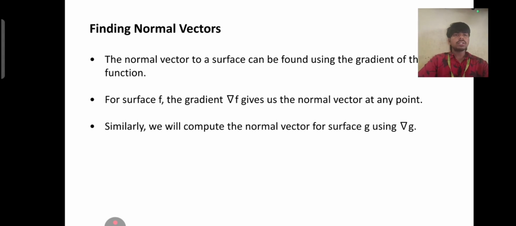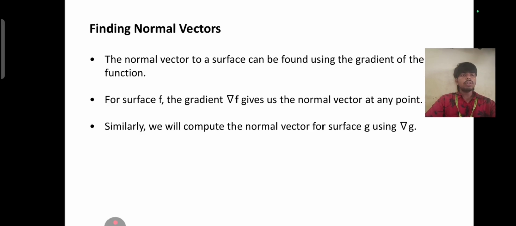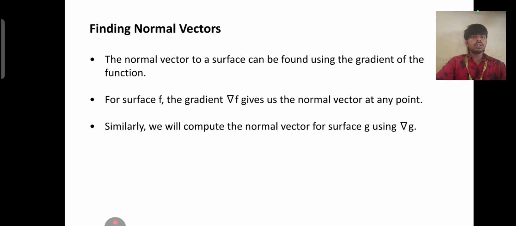Finding normal vectors. The normal vector to a surface can be found using the gradient of the function. For surface f, the gradient ∇f gives us the normal vector at any point. Similarly, we will compute the normal vector for surface g using ∇g.